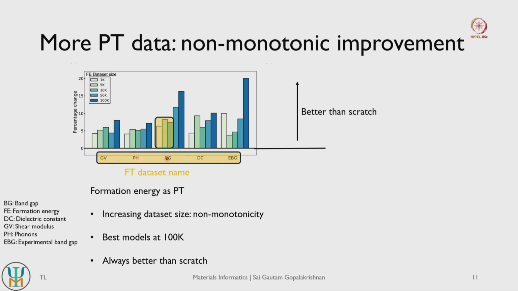And we have the fine tuning performance tabulated for 5 different cases here. This is shear modulus, this is phonon frequencies, computed band gaps, dielectric constants and experimental band gaps. The baseline here indicates Scratch models.